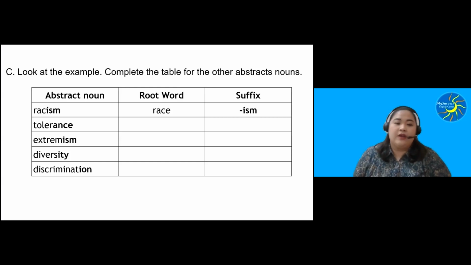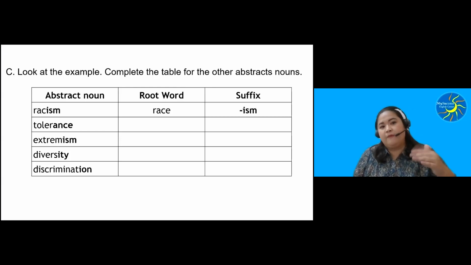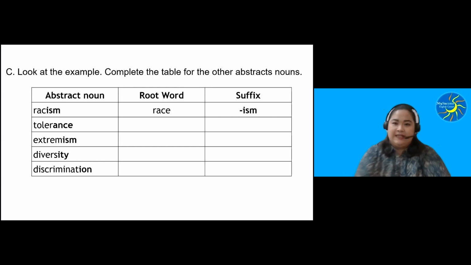Okay, you got the reading text in your module, yeah, and I put five abstract nouns here, and we learn which one is the root word, yeah, which one is the suffix. Okay, and let's see, racism. So you are familiar with the word racism, right? The root word is race, while the suffix is ism.